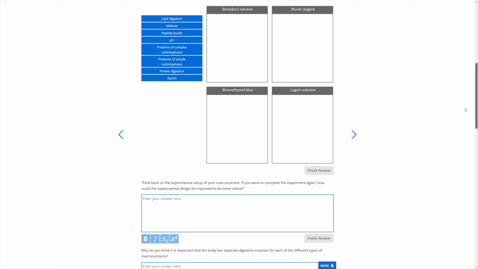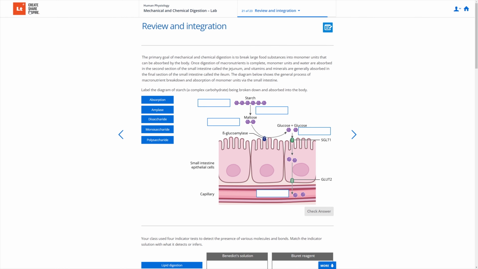We hope you and your students enjoy simulating and exploring the digestive processes in the lab.